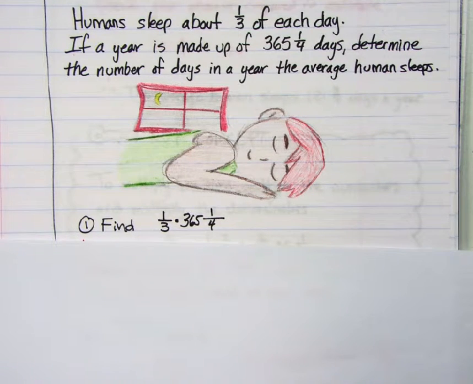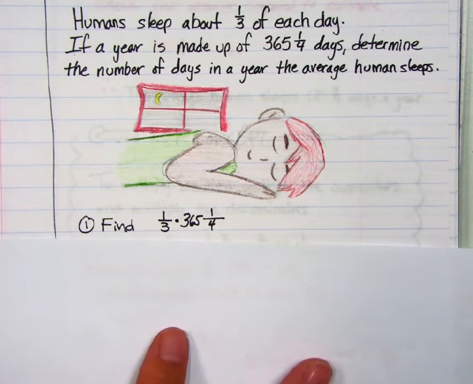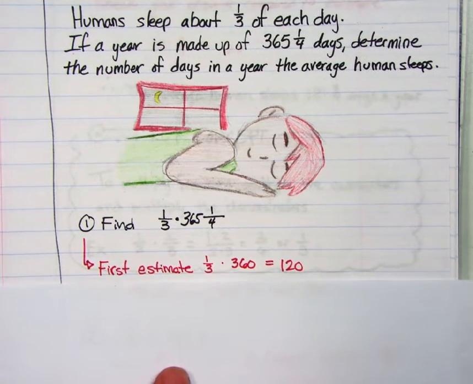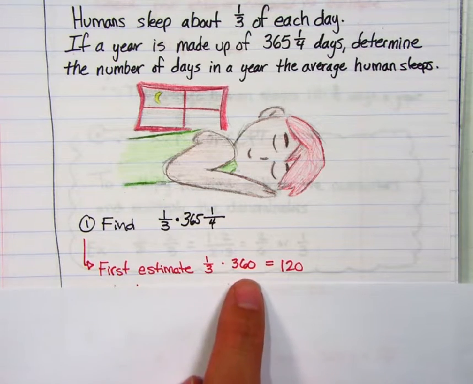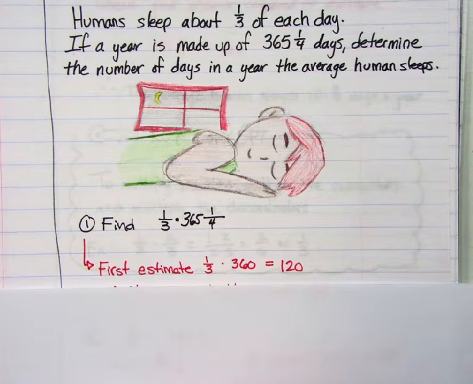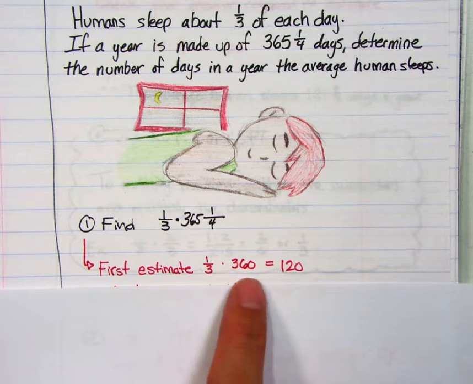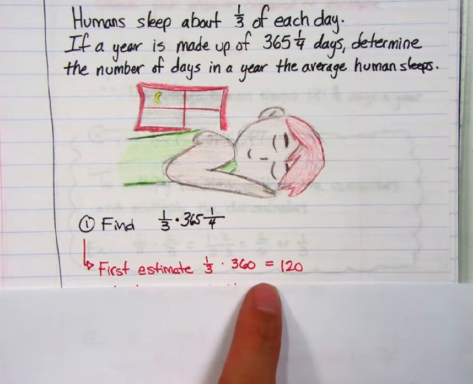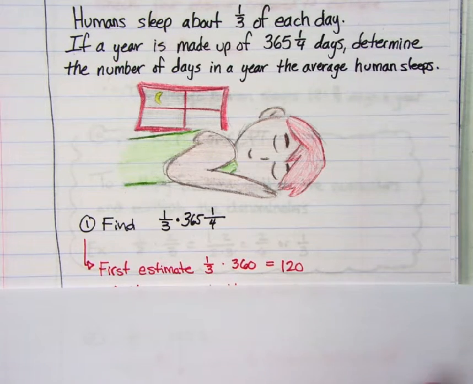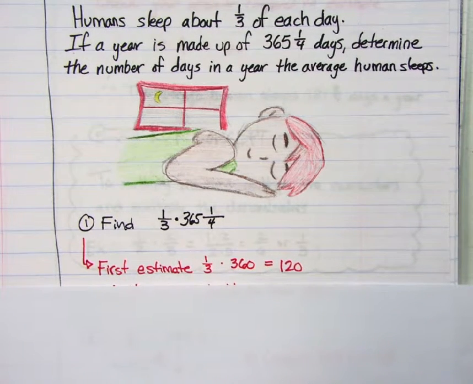Now a good idea is to always try to estimate before you start any kind of word problem. Try to think ahead of time. What do you think a reasonable answer might be? So what I did here is I first estimated a third of 360. I just went ahead and rounded down to 360. Do you know why I rounded to 360? Well, it's because 360 is easily divisible by 3. So it's 120. About 120 days is what my final answer should be.